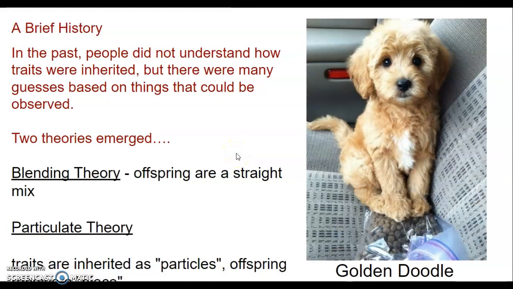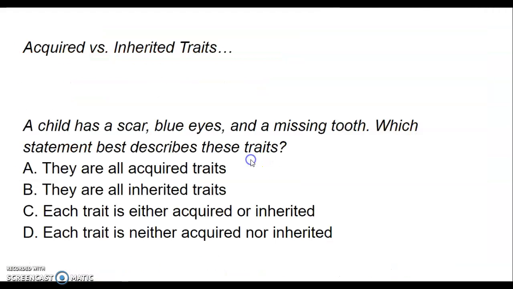So just to give you a little bit of background, in the past, people did not understand why certain traits were inherited. They guessed where offspring may have received their traits. There were two theories at the time. One is the blending theory, that offspring were a straight mix of the parents, and the other was a particulate theory, where traits are inherited as particles, or like each offspring received a piece of the parent.